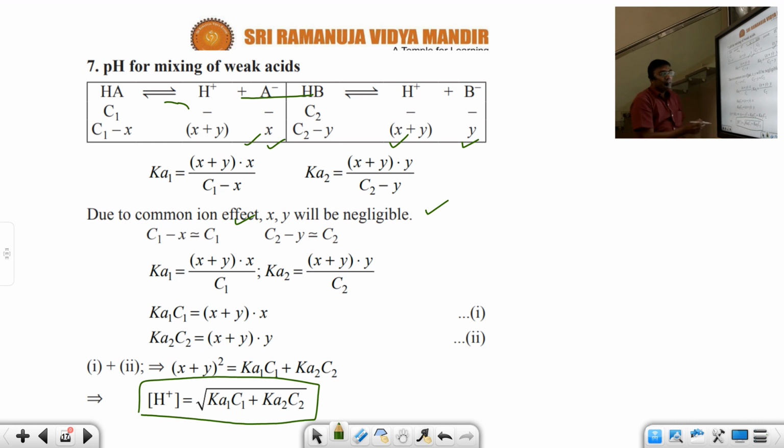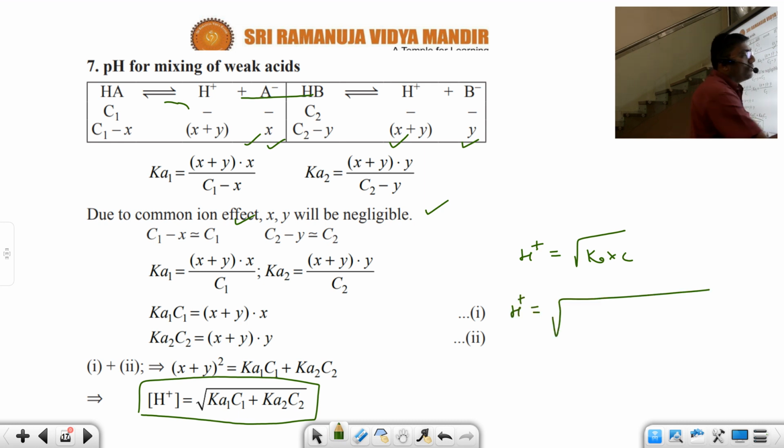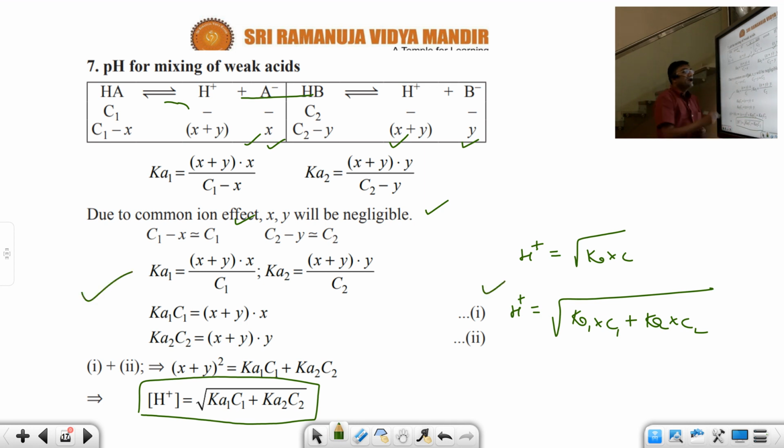Already in the regular session theory, when we were discussing the theory, I have given H plus is equal to root Ka into C generally. Now, if 2 acids are mixed, then it is root over Ka1 into C plus Ka2 into C. Of course, you can take C1 and C2. So this formula I have given. How has the formula come? This way. If you solve for Ka1 and Ka2, naturally you will get H plus is equal to root over Ka1 into C1 plus Ka2 into C2. Students, when two weak acids are mixed, you have to use this formula to find the pH.